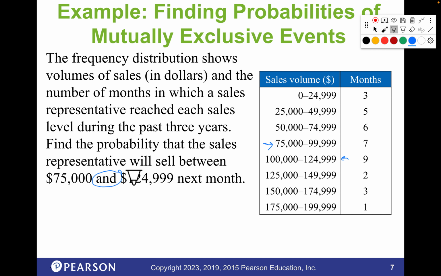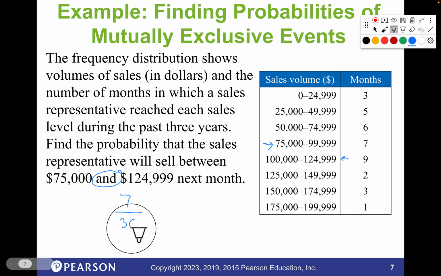Now, they're using the word "and" here in a different way to say that we're looking at these two groups. And really, you can't do both of these at the same time, right? So it's really kind of a question of an "or." So we know 75 to 99 is 7 out of a total of, how many months are represented here? See, there's 8, 14, 21, 30, 35, 36 months, if I get that right.